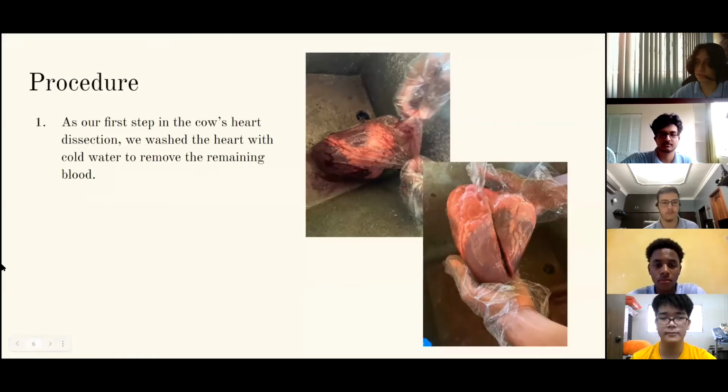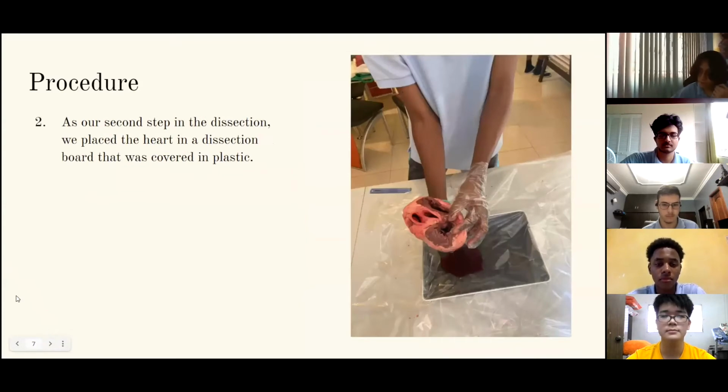Our procedure. Our first step in the cow's heart dissection, we washed the heart with cold water to remove the remaining blood. As our second step in the dissection, we placed the heart on a dissection board that was covered in plastic.